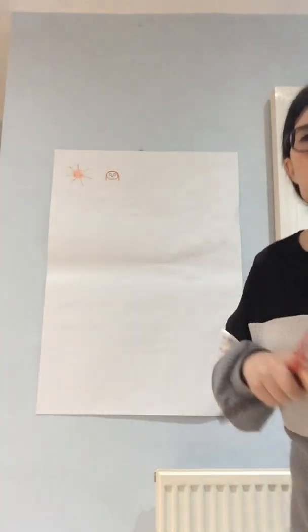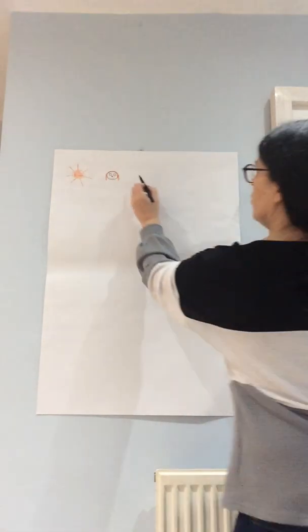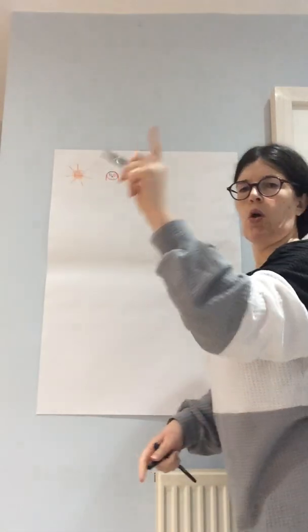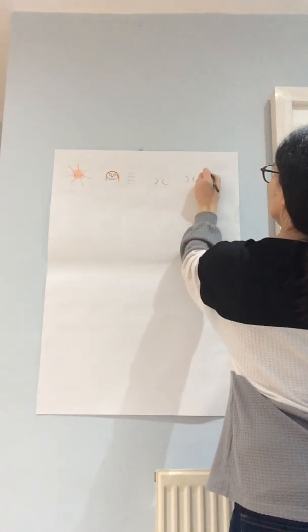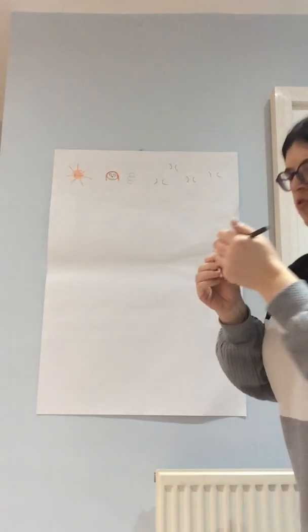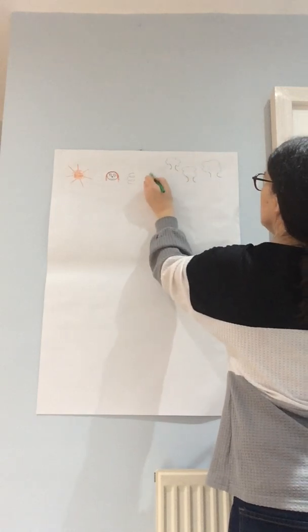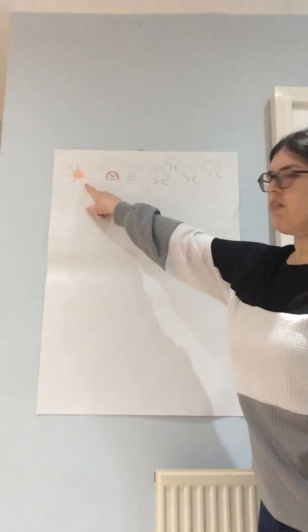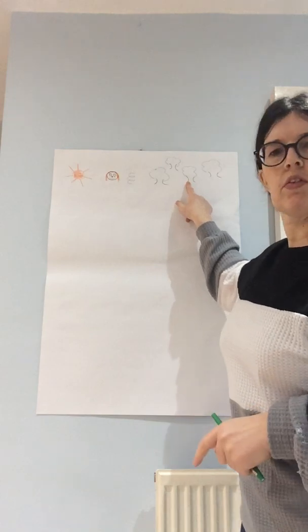There was a little girl who decided to go for a walk in the woods. Let's draw some trees for the woods. There we go. So I've got one sunny day. There was a little girl who decided to go for a walk in the woods.